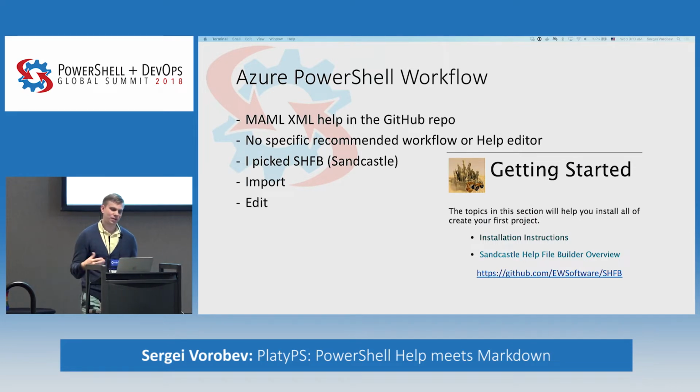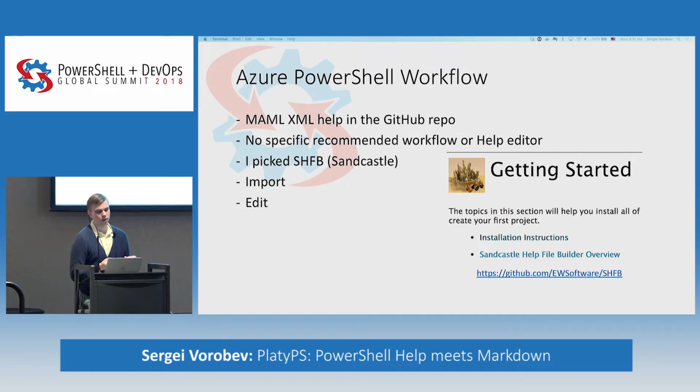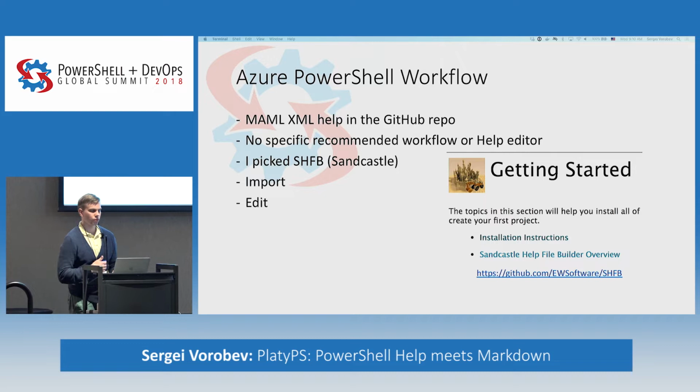That's how I started to learn and think about what the documentation story in PowerShell is. The workflow was like the following. Azure PowerShell uses MAML XML. So they have this one file that can be loaded on GitHub from the previous slide. There was no specified workflow anywhere in the documentation repository. And basically, you just need to figure out for yourself how you want to approach it.